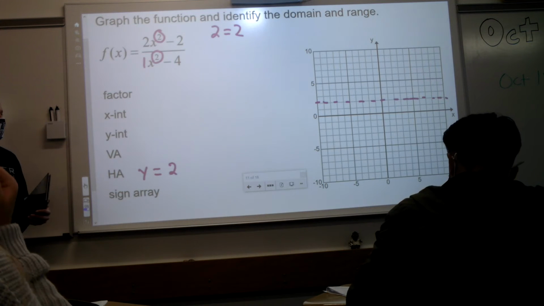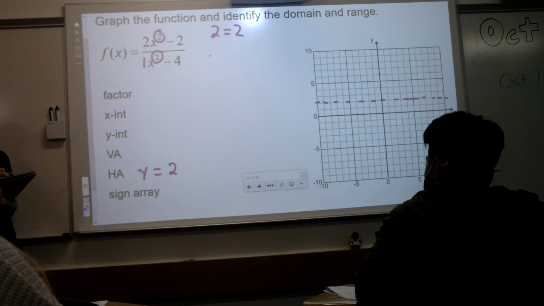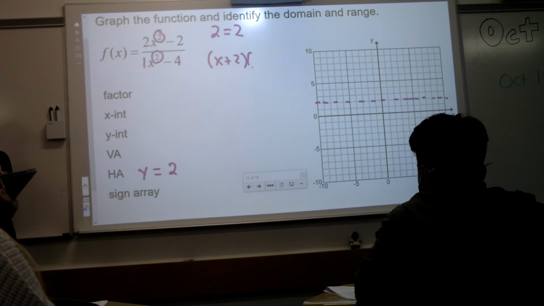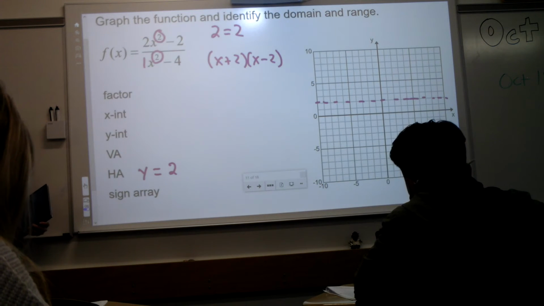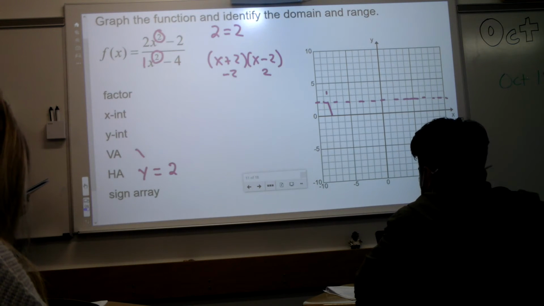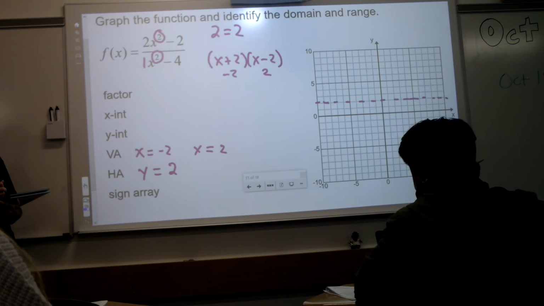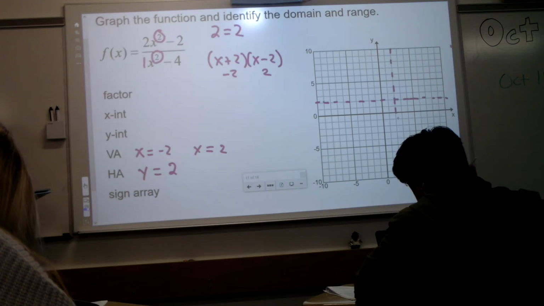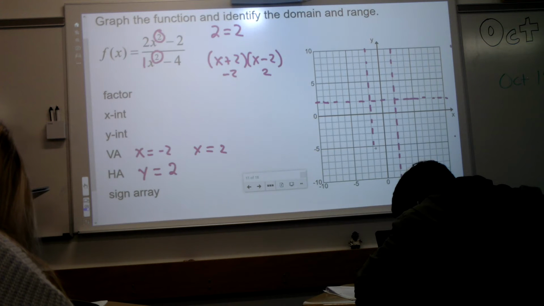So x squared minus 4, it's a difference of squares. You know what that would factor to? Perfect. x plus 2, x minus 2. So what would make that become 0? Awesome. And that's going to turn into our vertical asymptotes. So x equals negative 2 and x equals positive 2. Those are going to become vertical asymptotes on a graph. So I'm going to go to 2, put a vertical line, and negative 2, put a vertical line as well.